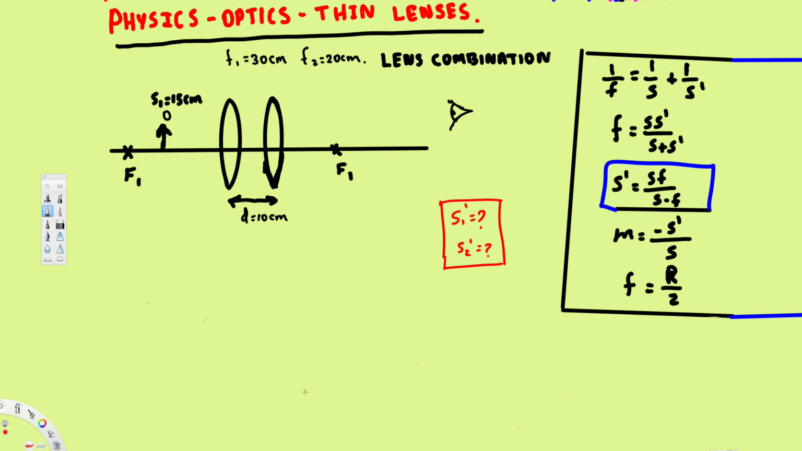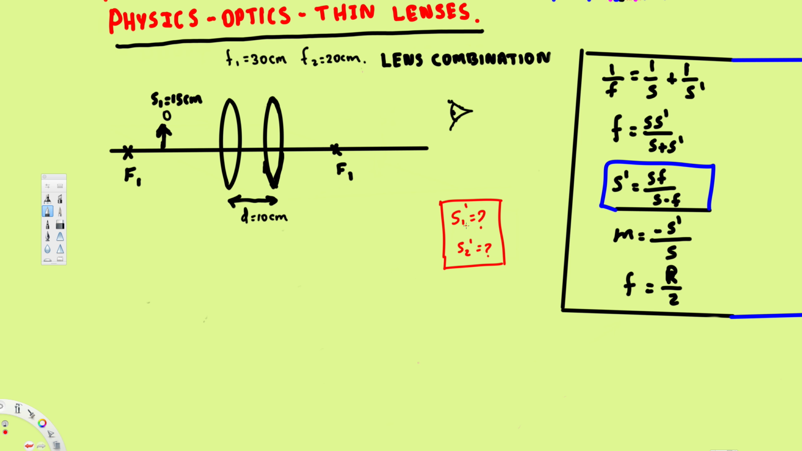What's going on, guys? Here we have a lens combination of two converging lenses. The focal length of the first lens is 30 centimeters and the focal length of the second lens is 20 centimeters. The object is placed in between the focal point and the lens, and the distance of the object, just one object, is 15 centimeters. The question is asking us to find the image distance of the first image and also the image distance due to the second lens.